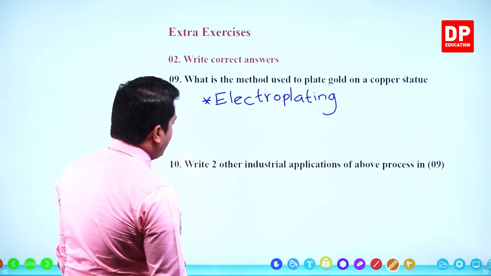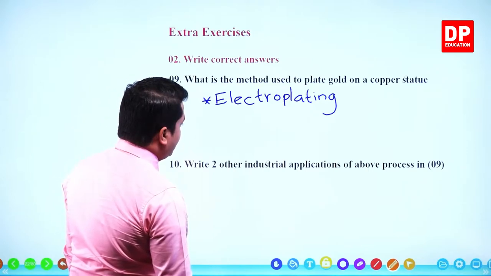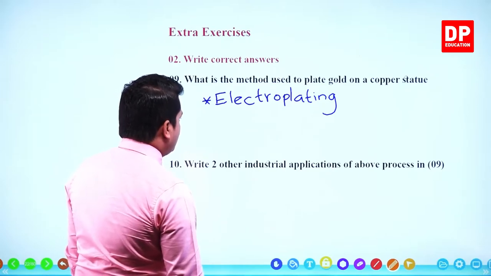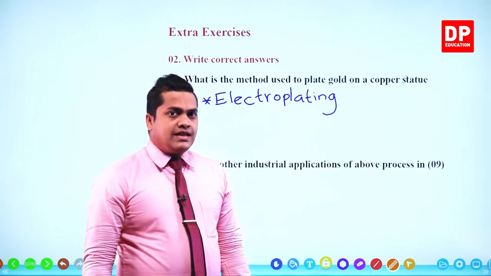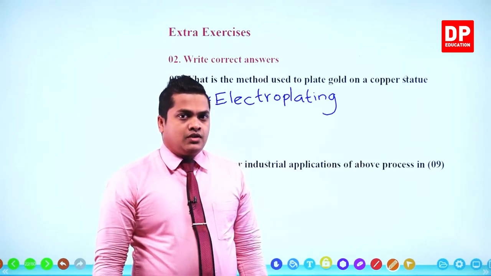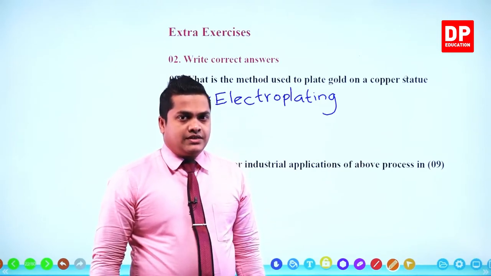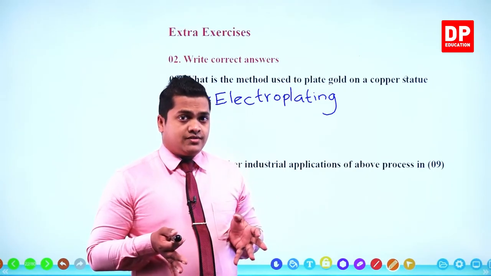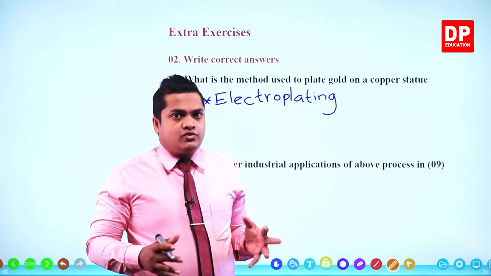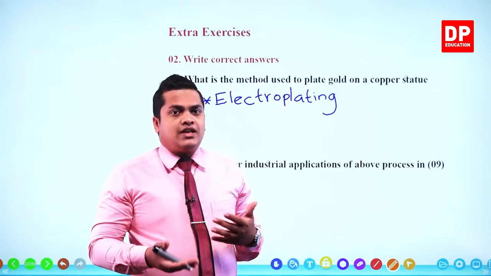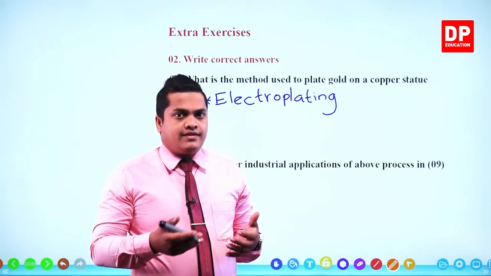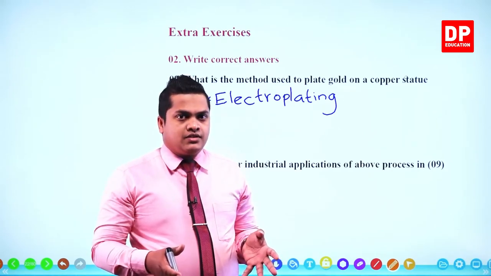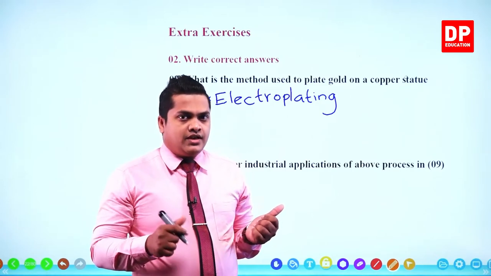Then the tenth one given: write two other industrial applications of the above process 9. So where do we use this electroplating? Number one is industrial applications. It means that we should write down some commercial applications of electroplating. So you know that in galvanizing buckets, we use the process called electroplating.